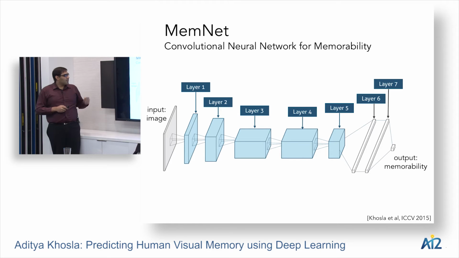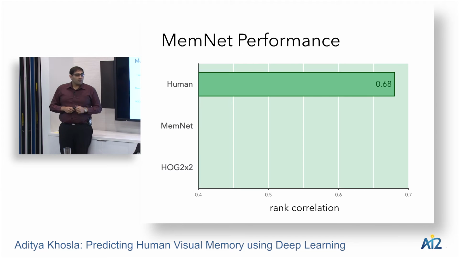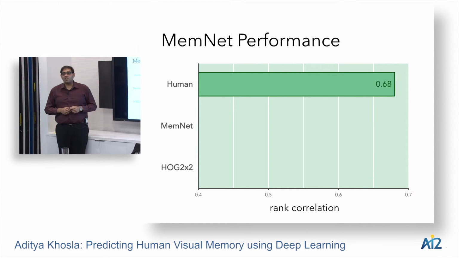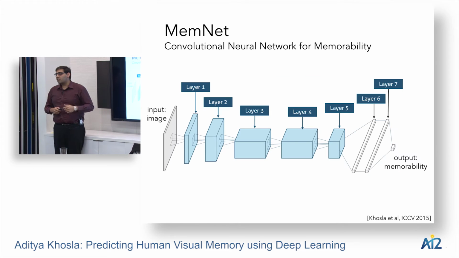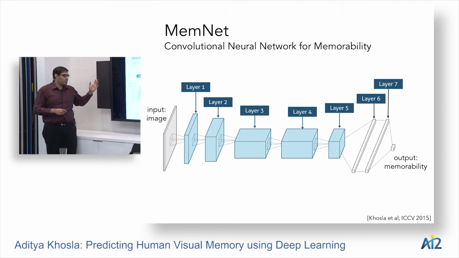Now that we have this, let's see how well it performs. Firstly, the interhuman correlation was about 0.68. So the loss is a Euclidean loss? Is this a regression loss? It's a regression, Euclidean, L2 loss on the output memorability. And the network was pre-trained with scenes and objects, combining ImageNet and Places, and then fine-tuned.